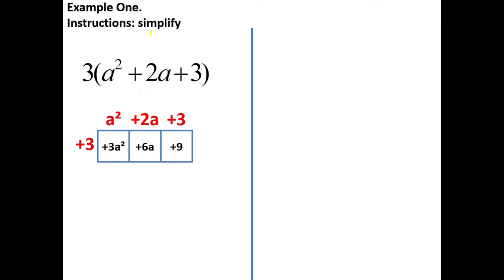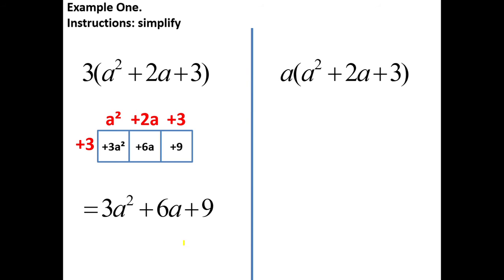So distributing this 3 times all of the terms inside of this parentheses gives us this expression. This is a quadratic expression because the first term has a variable. The exponent of the variable is 2. That makes this a quadratic expression. All right, let's try another one.